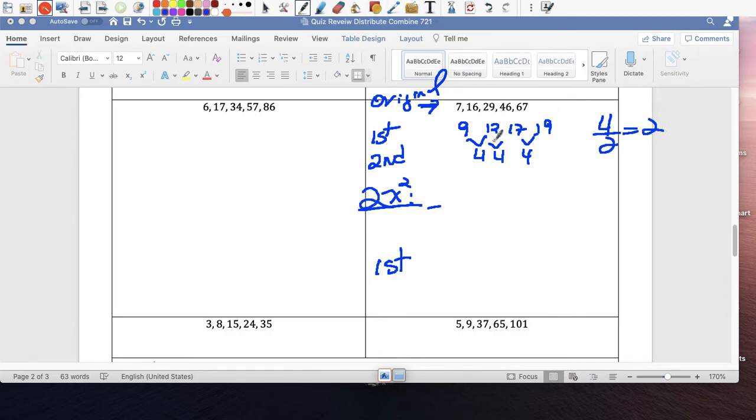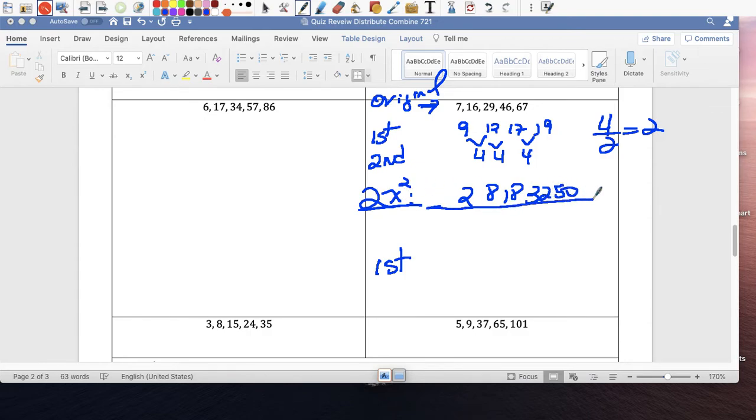Whew. All right. So now let's go in. So 2x squared. Let's see what a 2x squared sequence goes like. So 1 squared is 1 times 2 is 2. 2 squared is 4 times 2 is 8. 3 squared is 9 times 2 is 18. 4 squared is 16 times 2 is 32. 5 squared is 25 times 2 is 50.